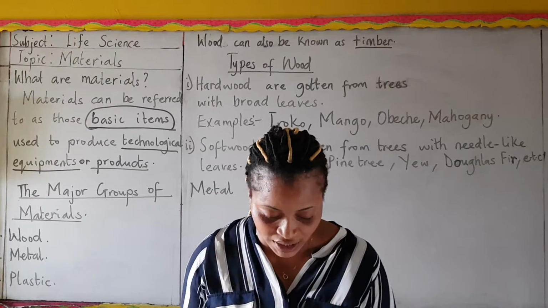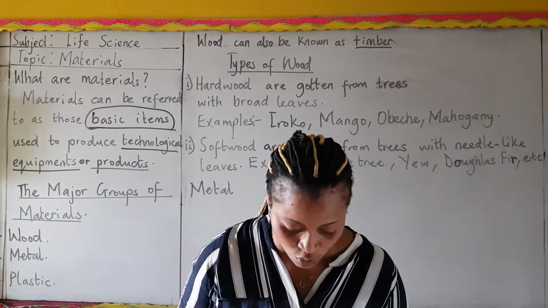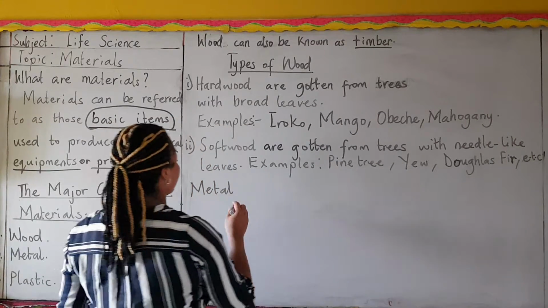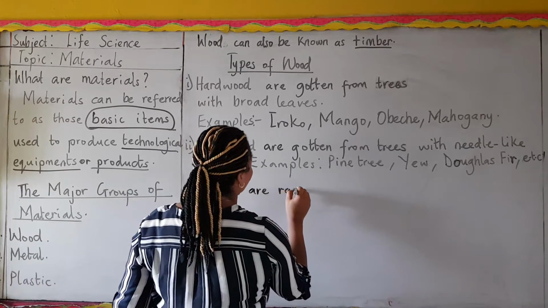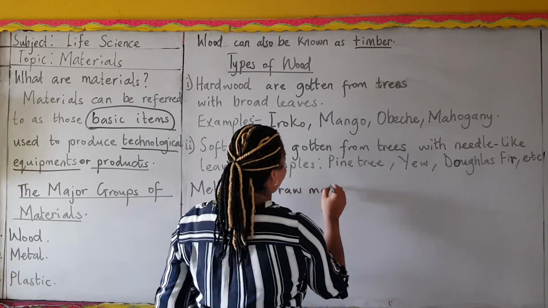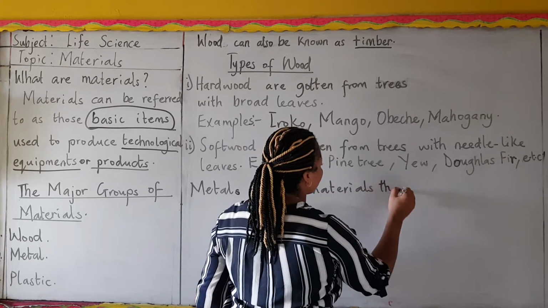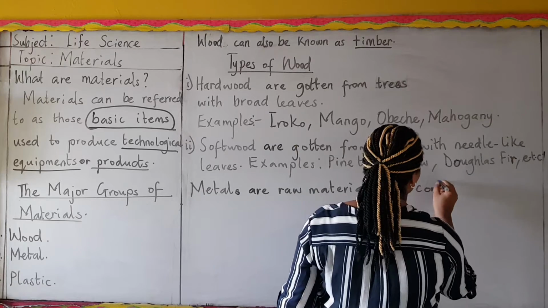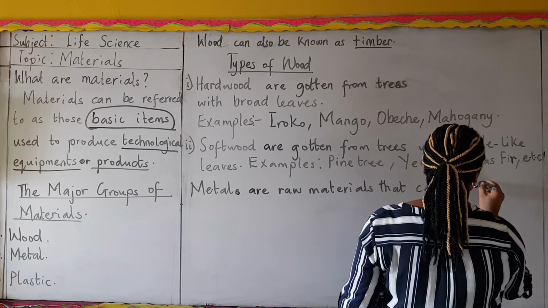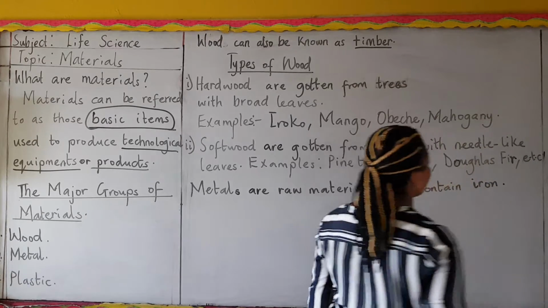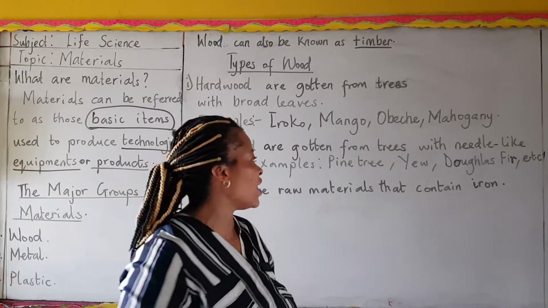Now we look at the metals. Why is it that the metals are very special? Okay, good. The metals are raw materials. Metals are raw materials that contain iron. Did you see that? Good. Metals are raw materials that contain iron.